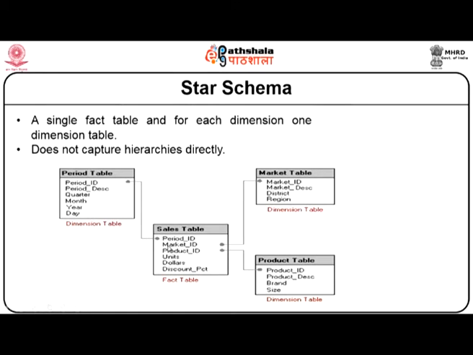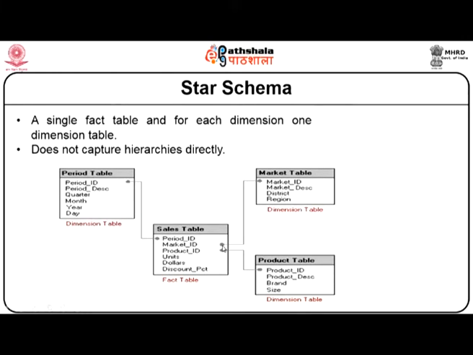Likewise, I require information from the market, where the market has market ID, market description, the district, region, country and more such information. This will be considered as one dimension and it takes up only the primary key of this table. And the third table will be a product table, where I have product ID, product description, brand and the different sizes that are available, from where I will take the product ID alone.